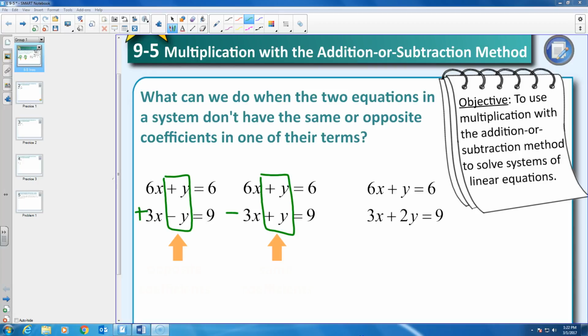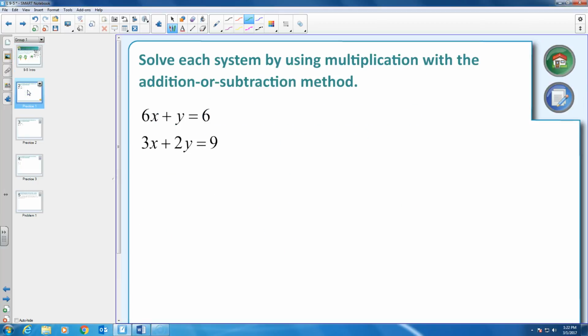Now, when I get to this third one here, did you notice? We don't have the same or opposite coefficients in either one of the terms. Now, if we were back in 9.2, as soon as I saw that y all by its lonesome, what would we do? Substitution, right? Okay, but there is a way that we can take a problem like this and still use addition and subtraction. So let's go ahead and take this first problem and copy that down in your notes. Again, the directions say that we're going to use multiplication with addition and subtraction method. So go ahead and write that down.